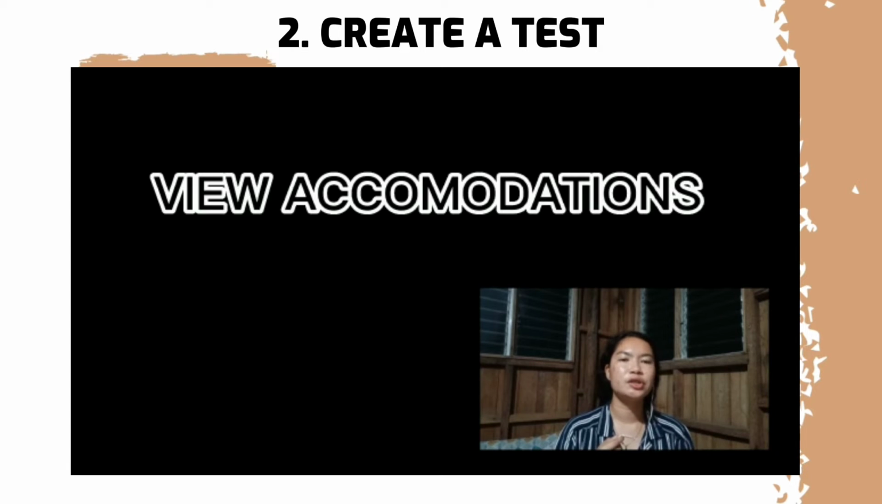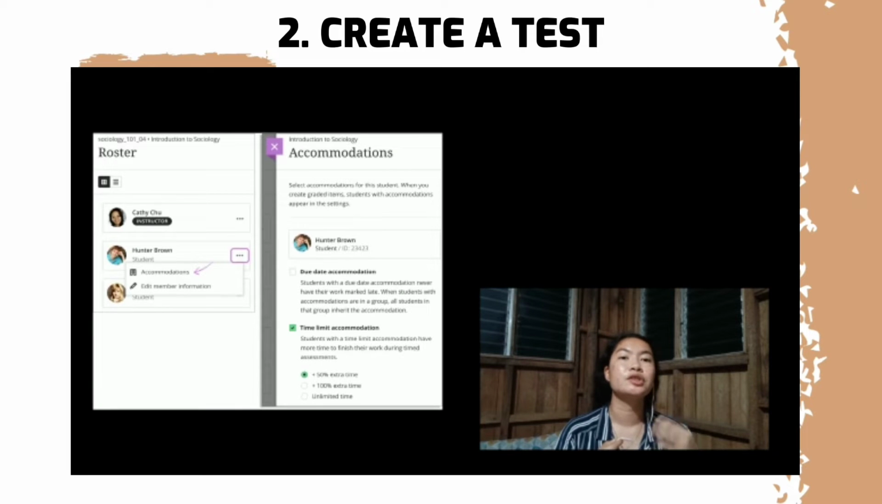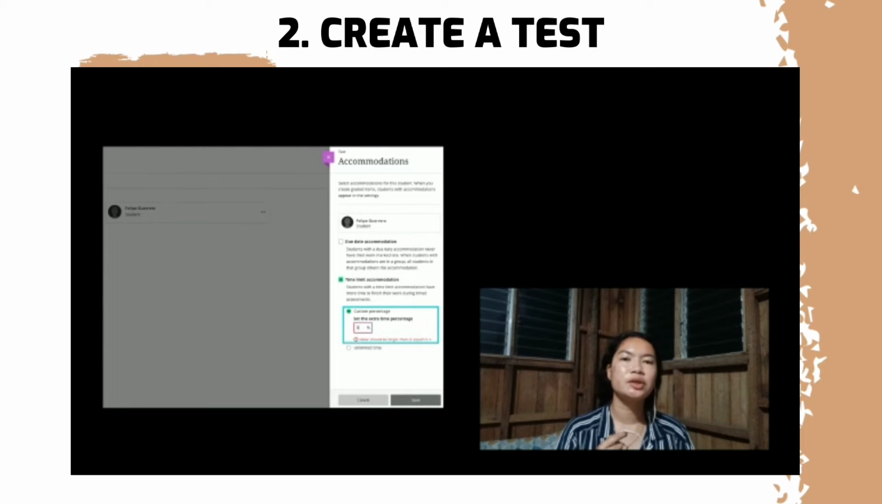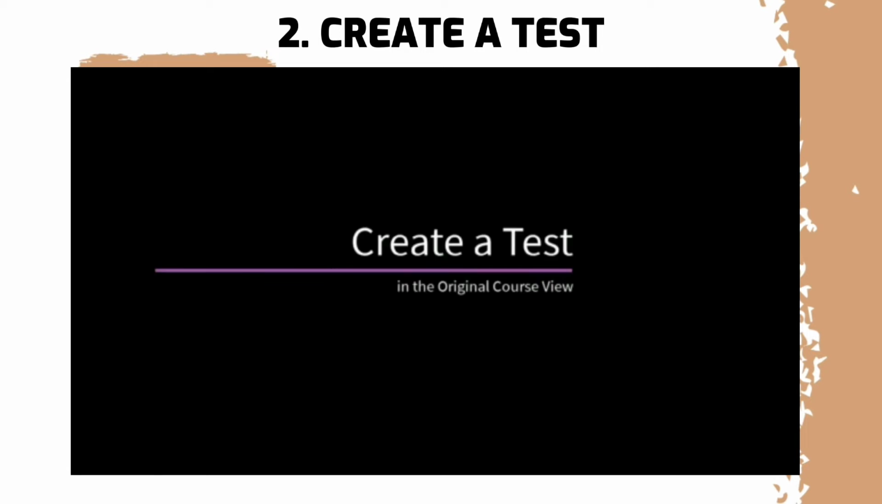View accommodations. You can set accommodations for the students and make them exempt from certain course requirements such as test due dates and time limits. Add a time limit. A time limit can keep the students on track and focused on the test because each person has a limited amount of time to submit.